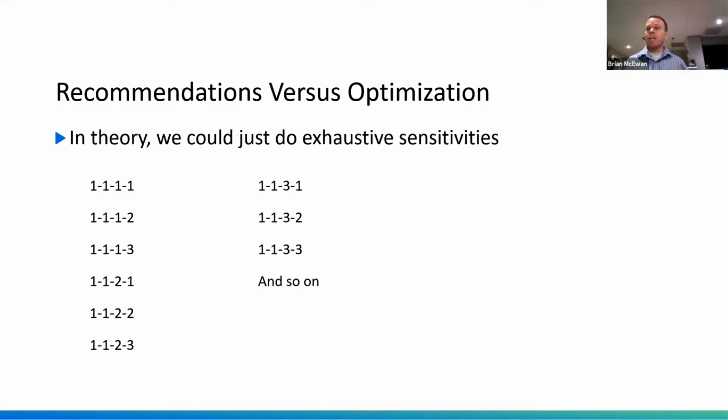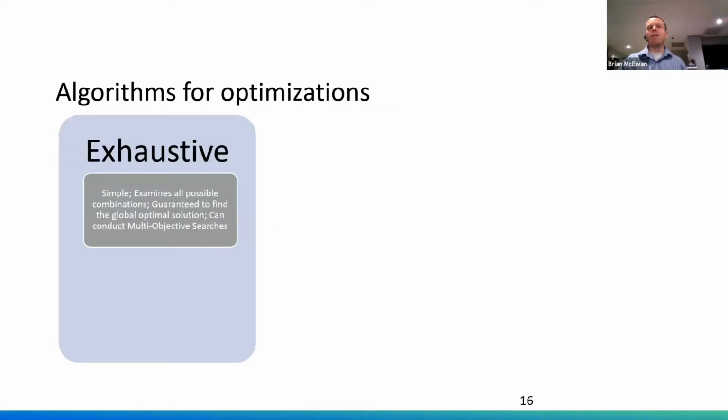So if we wanted to get towards optimization, in theory we could just do exhaustive sensitivities, right? Holding everything else constant, we could run the product at level 111, and then 112, 113, and then 1121, and just over and over again, we could eventually test all possible combinations. That is a viable option that we can do.